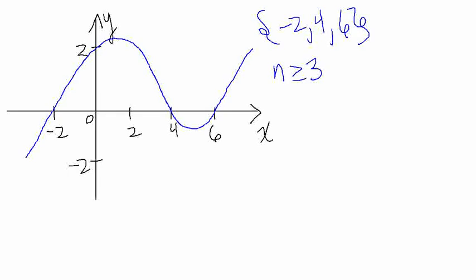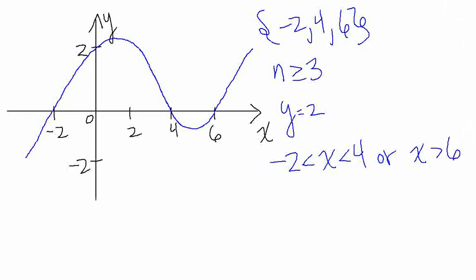If we wanted to know the y-intercept, we can read that from the graph. That occurs at y equal to 2. If we wanted to know what intervals correspond to positive function values, we could answer that question from the graph. So between -2 and 4, or for x values greater than 6. So those are some questions that we could answer simply by looking at the graph of a polynomial.